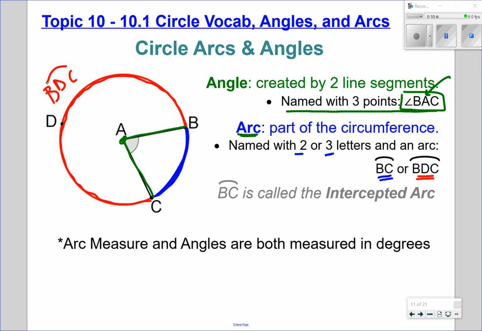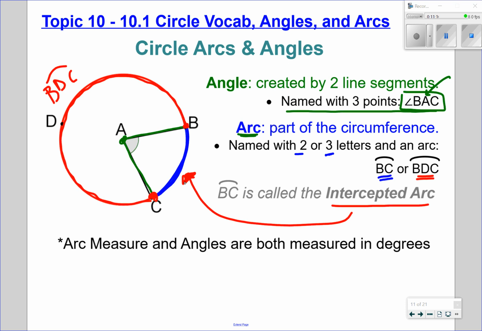In this particular case, because we have angle BAC, it has endpoints located here at B and here at C. So the arc between those endpoints is called the intercepted arc. That intercepted arc is going to be a common term that you hear as we go through this topic, and it is created simply by endpoints of an angle within the circle.